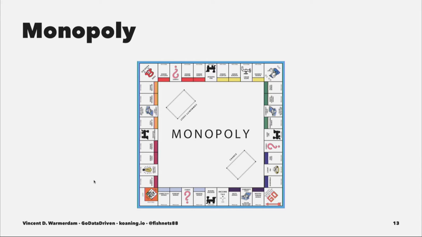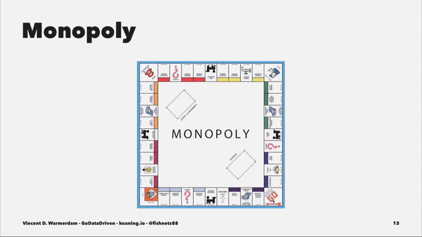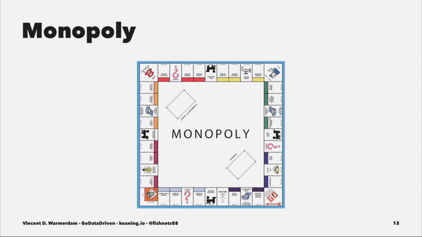So I did this in a simple way, I didn't include any of the cards, but I did end up with a histogram that looks like this. So on the x-axis you'll see the number of the tiles, this would be tile number 0, this would be tile number 39, and here you can see the likelihood of you landing somewhere. And you'll notice this obvious spike, which coincides to be jail, here, by the way.